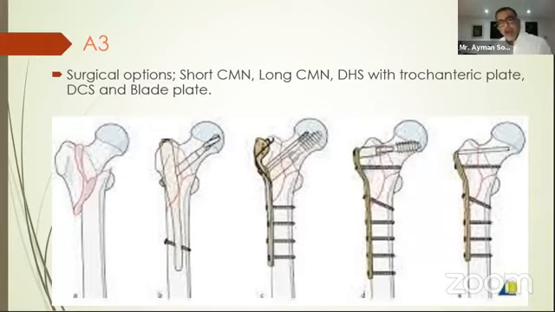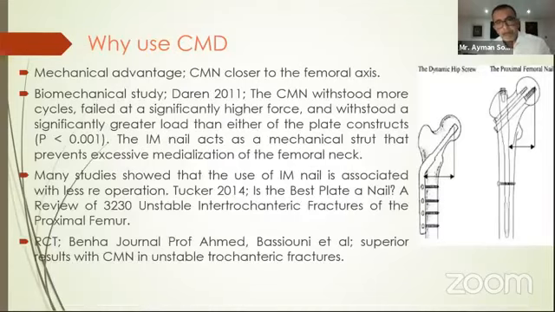Now, AO have given the spectrum of all these methods to fix these fractures. You can use a short nail, a sliding hip screw with a trochanteric extension plate, a DCS, or a blade plate. Which one of these do I personally use? I use none of these. I use a nail, and I use a long nail. And I'm going to explain why. This is my method of thinking, and this is how I manage things. You've no obligation to do what I do, and every surgeon has to make up his mind how he's going to manage his patients. Why are nails better?